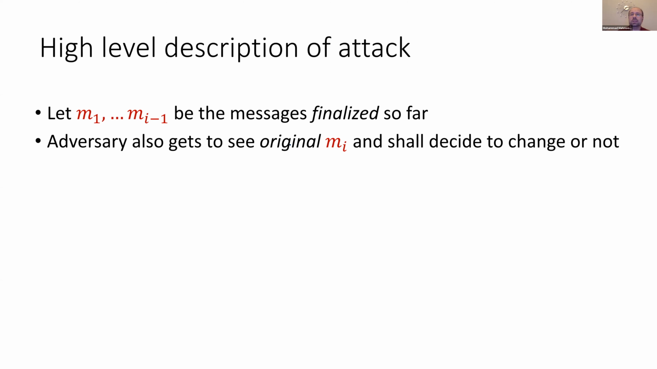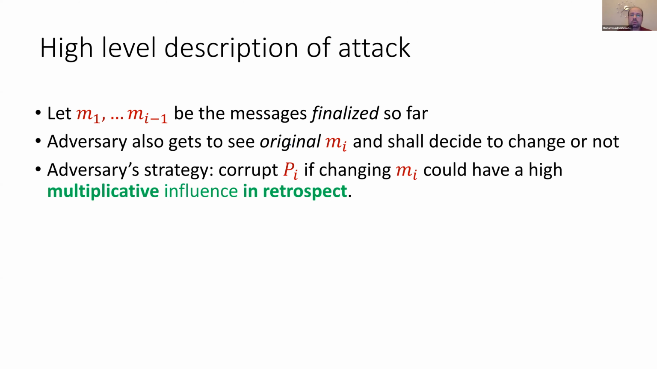Adversary wants to decide, should I change this message MI to something else or not? And the goal of the attacker is to ultimately make the full transcript imply 1 or have some property that the adversary has in mind. So the very natural strategy is that the adversary wants to know, is this MI already good or should I change it?